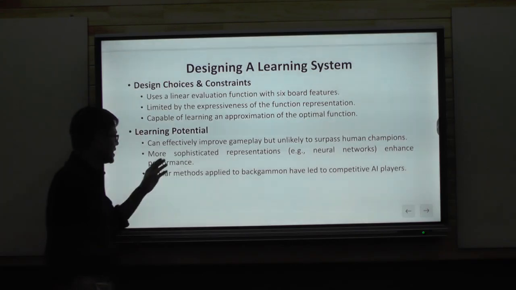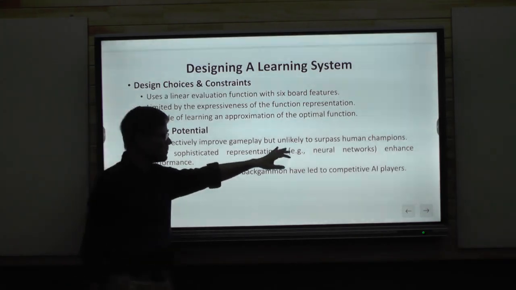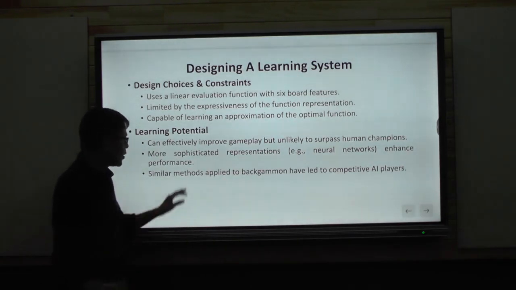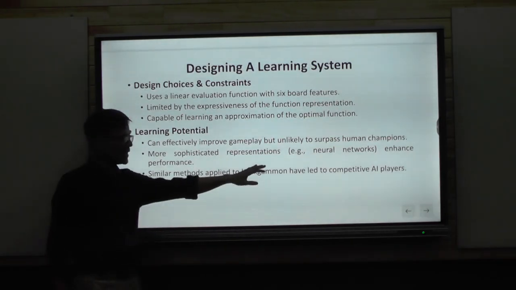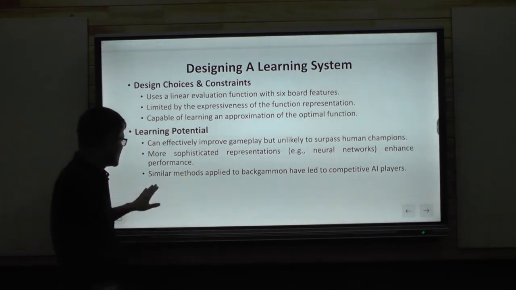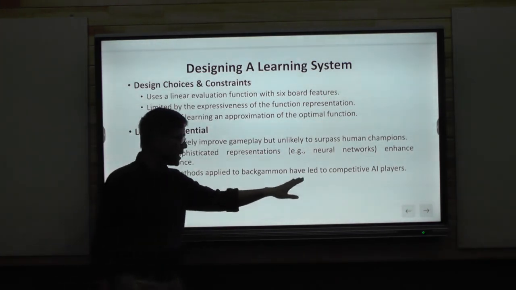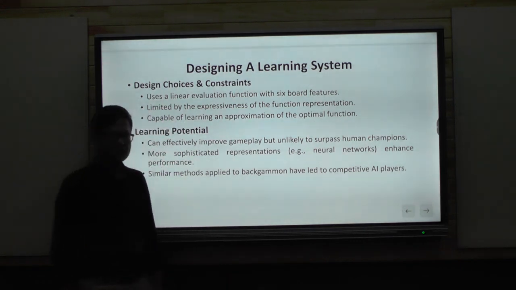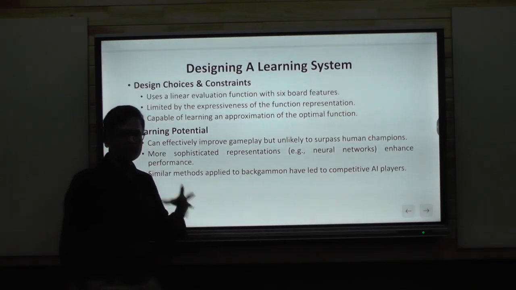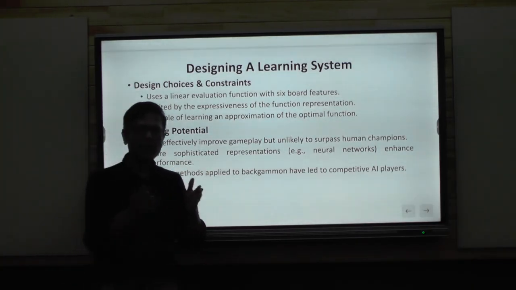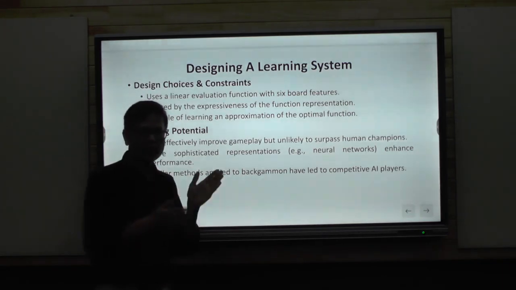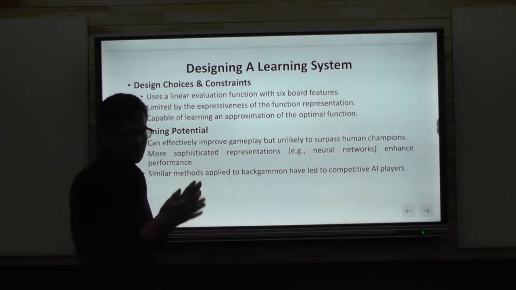The learning can effectively improve the gameplay but is unlikely to surpass the human champions. More sophisticated representations like neural networks enhance the performance. Similar methods applied to backgammon have led to competitive AI players. So it's not altogether bad, and the similar idea of how to make a program play board games is presented over here.